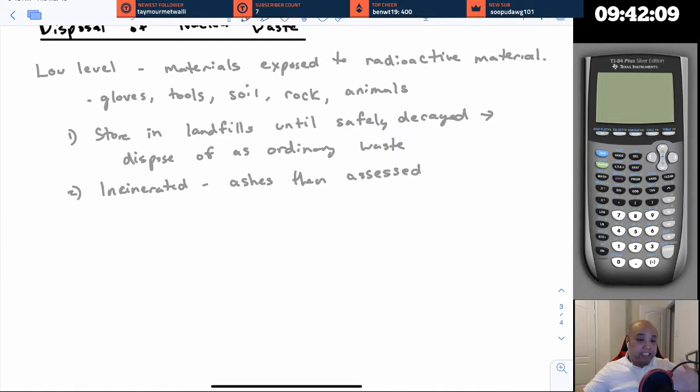Okay, so incinerated. Ashes then assessed and determined. What's great about incineration is it really reduces the volume of waste.